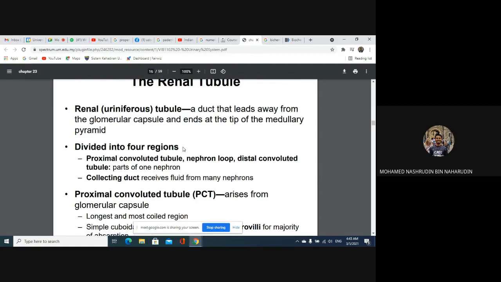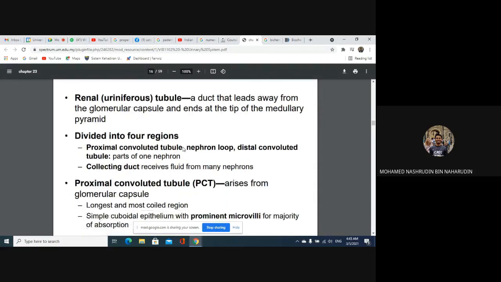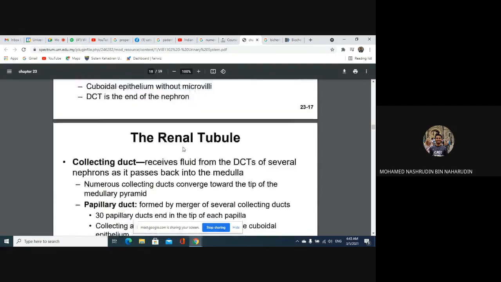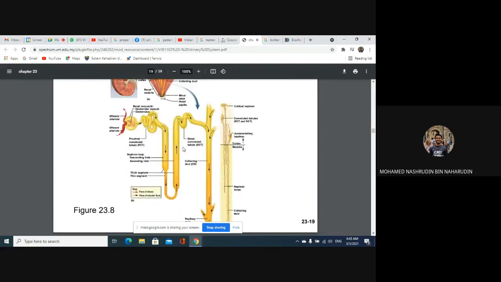And then the renal duct is divided into 4 regions. Okay, it's from here. Trying to find the picture. Yeah, it's here. So the renal tubule. So this is the capsule just now. So the other side, the other pole, the renal pole. Renal corpuscle, the capsule.